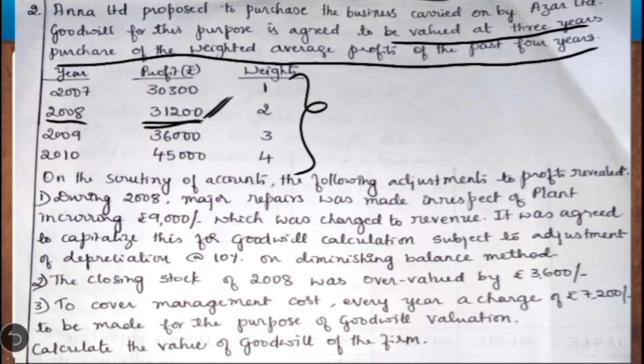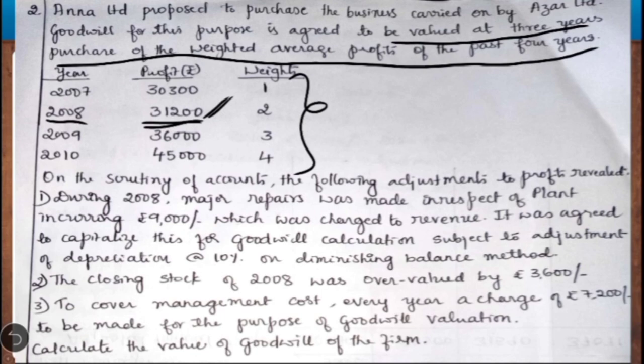But now what has happened? For the purpose of valuation of goodwill, they have decided to capitalize this. Capitalizing an expenditure is nothing but, earlier when they charged it to the revenue, they had treated it as a revenue expenditure. That is why they have taken it to the profit and loss account. But now they want to capitalize it, that is, they want to treat it as a capital expenditure, as good as purchasing additional plant.